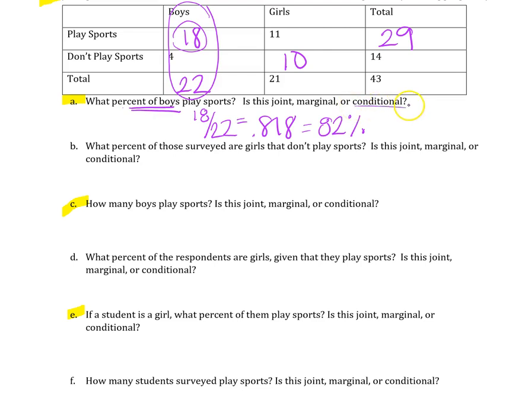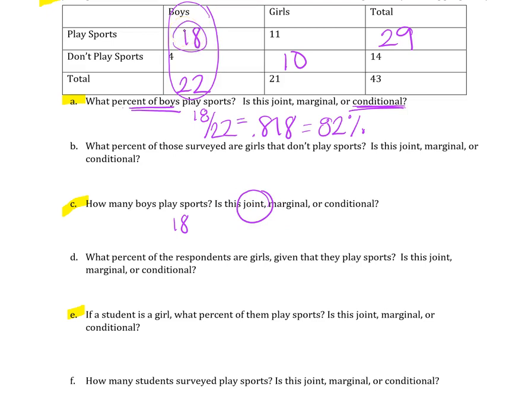Conditional means you're taking a cell from the middle of the table and dividing it by a subtotal, which is coming from the margins here. Because we're only looking at a portion of the table, this makes it conditional. How many boys play sports? Just looking at your table, this is boys, they play sports, your answer is just 18. This is a joint frequency because it's just a single cell from the middle of the table.